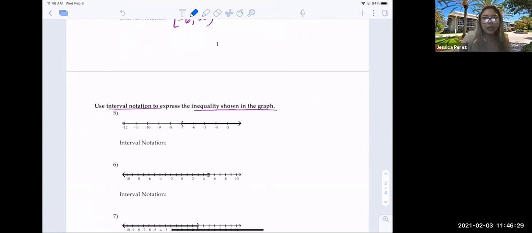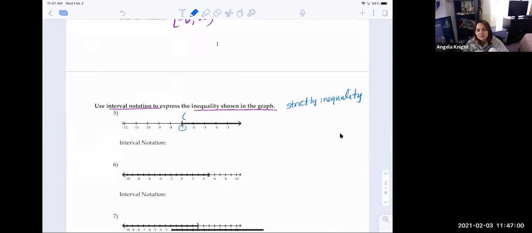What is the inequality? Well, first, what does this even mean? I see a negative seven and I see a parenthesis. What does that mean? The parenthesis means it's going to be a strict inequality. And where is it shaded? To the right or to the left?